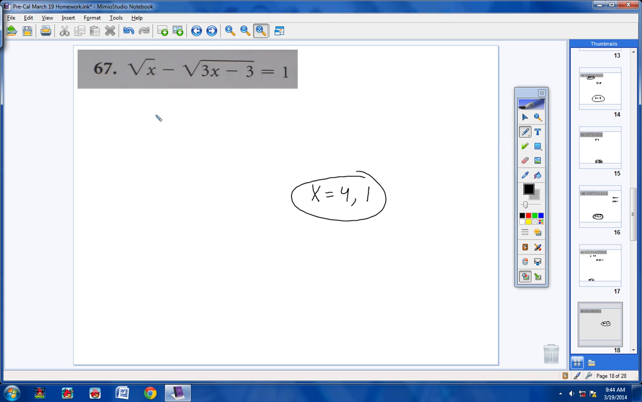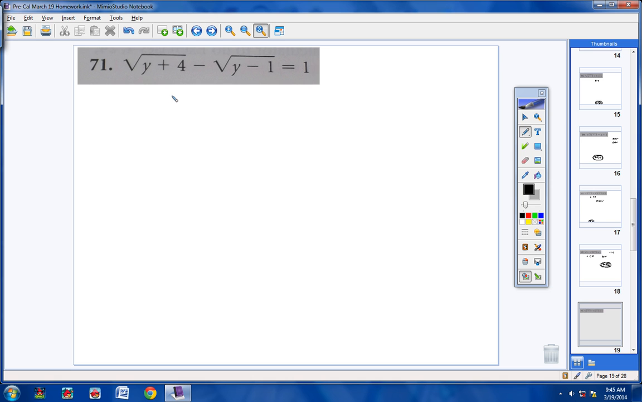Well, when you check your answers, you're going to see 4 doesn't work. The square root of 4 is 2. Here you would get 12 minus 3. Square root of 9 is 3. You get 2 minus 3 equals 1. So you get negative 1 equals 1. And that does not work for the number 4. 1 does work. If you put 1 in, you will end up getting 1 minus 0, which is 1. You get 1 equals 1 when you substitute 1 in. So 1 is your answer. Okay, number 71, moving on.